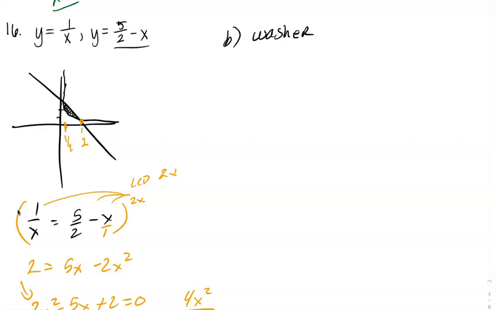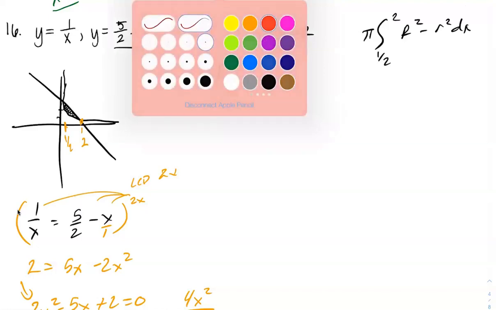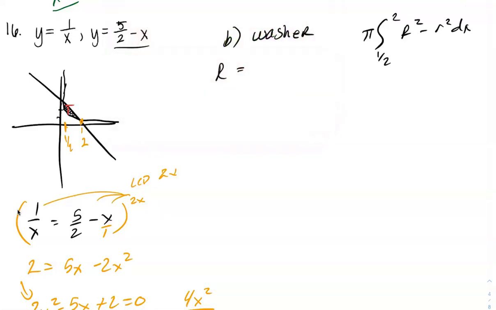Let's find my r's. So my formula is going to be from 1/2 to 2 of big R squared minus little r squared times pi. So my big R. Now big R in this case is going to be this function to the bottom. So that'll be my line. So 5 over 2 minus x squared. My little r. I guess I shouldn't square it yet because it's just my r.